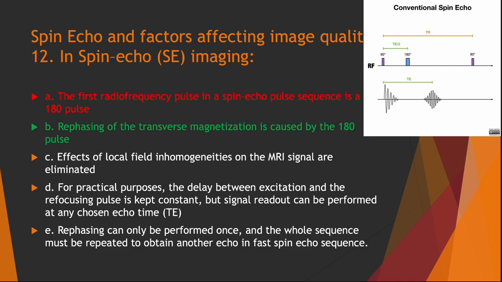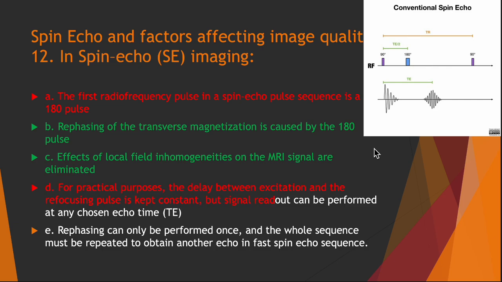Very beautifully given in one of the books, where the race between the rabbit and the hare has been represented, right? Effects of local field inhomogeneities on the MRI signal are eliminated. True, because when we are using spin echo, because of the usage of this 180-degree pulse, the inhomogeneities on the MRI signals are definitely eliminated.